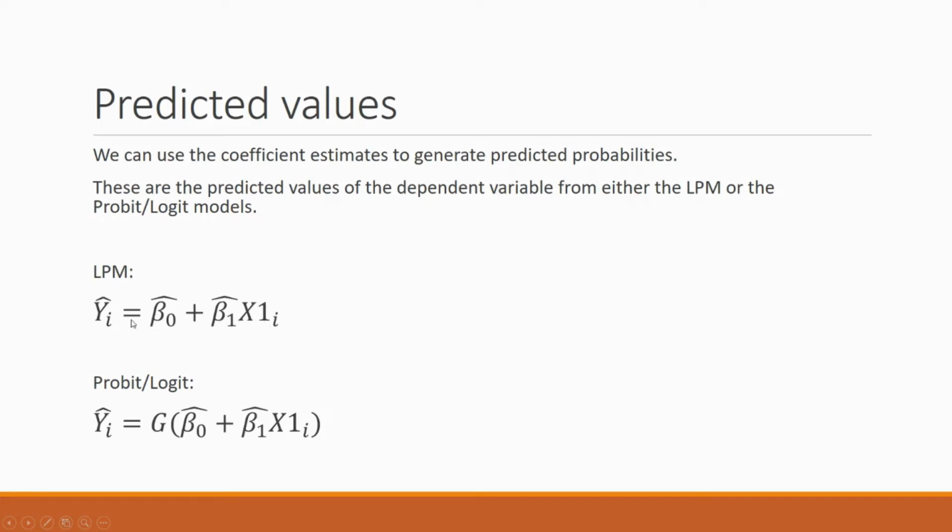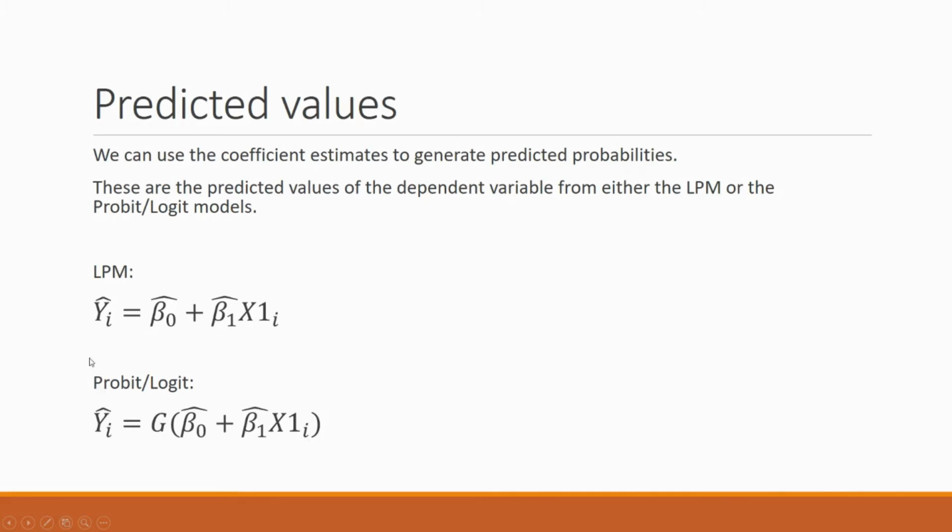For a Probit model, to get the predicted probability, we take our coefficient estimates, beta 0 hat and beta 1 hat. We take the linear combination, plug that into the g function, and that will give us our predicted probability.